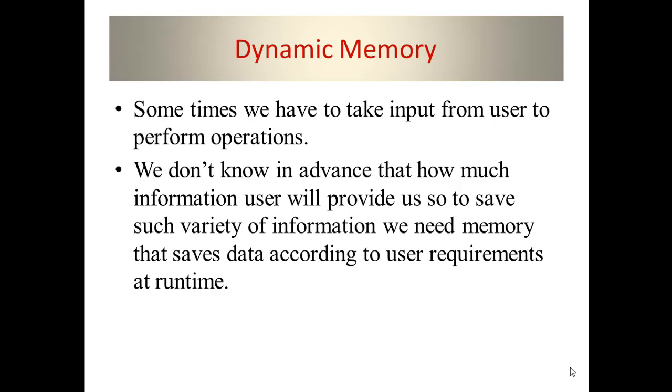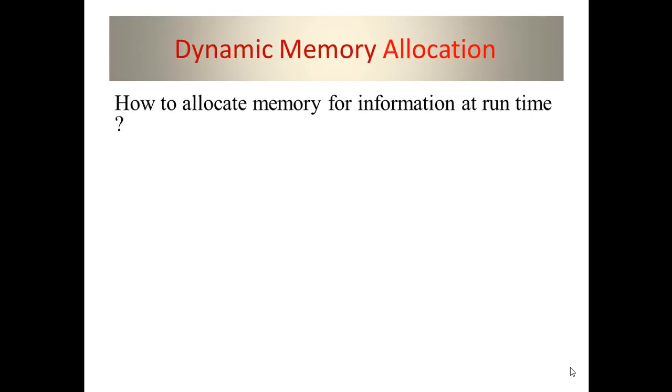So we need a memory that saves such versatile types of information according to user requirements at runtime. This is called dynamic memory. It means it's dynamic. It adjusts the memory according to the information given to the system. It decides at runtime. So this is called dynamic memory. So how can we allocate memory for information at runtime? The answer is dynamic memory.